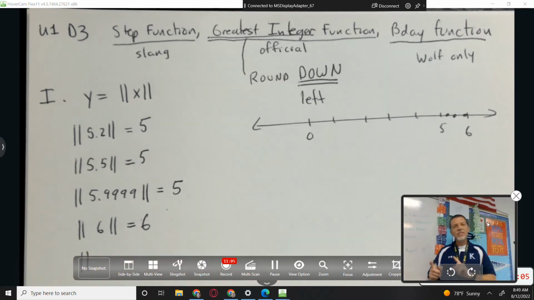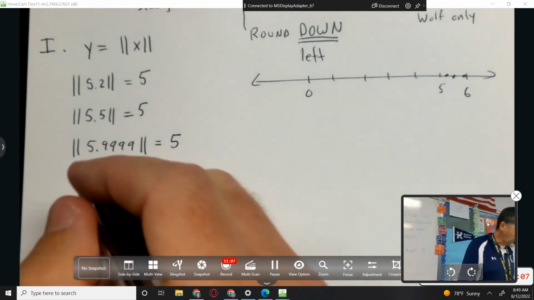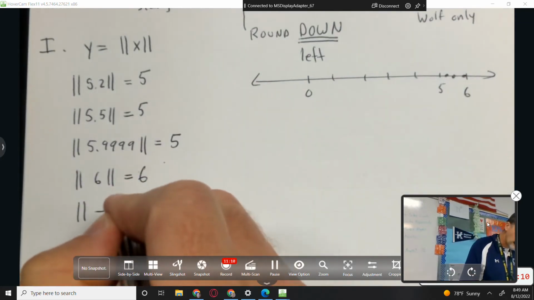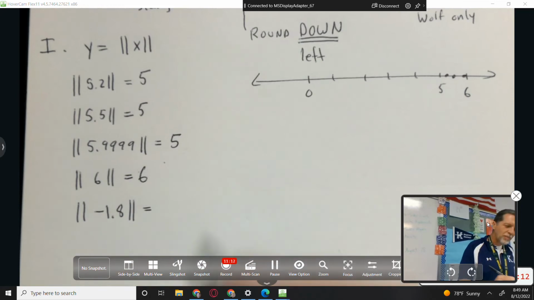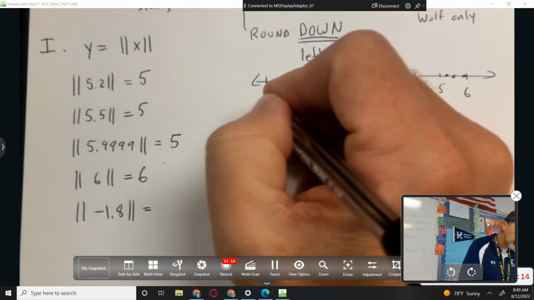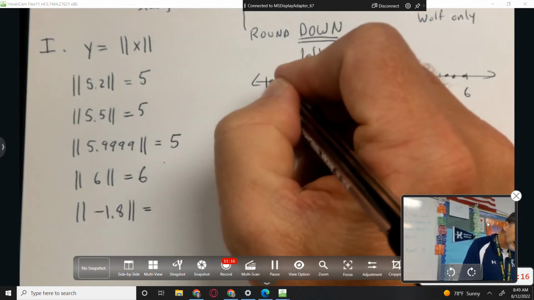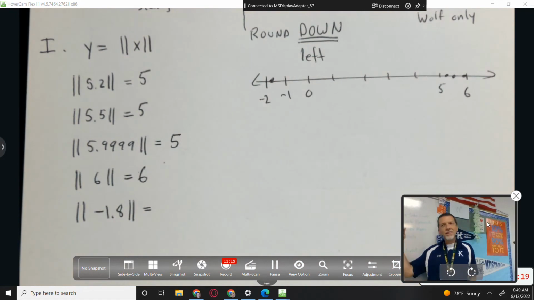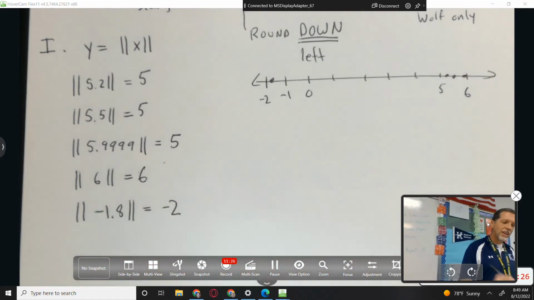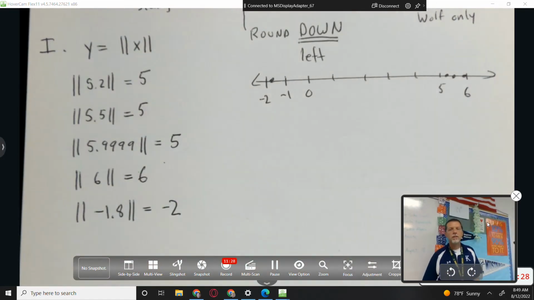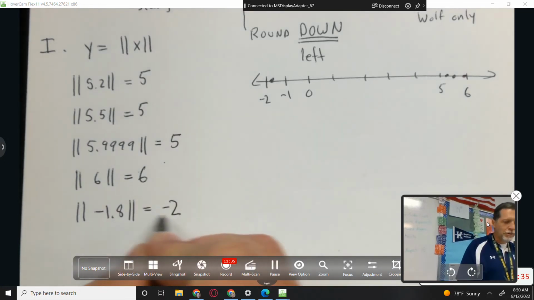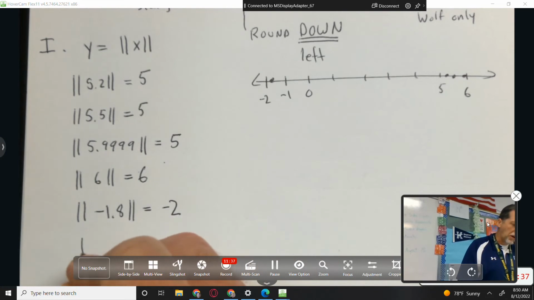All right, now if that wasn't confusing enough, the negatives get a little bit strange. Or they're not strange, they still follow the same rule. So I got to round down or round left. So if I round down from negative 1.8, that's negative 2. This is where the number line's helpful, because you're always looking to the left. Okay, well that one makes sense because that's how you would round that anyway.